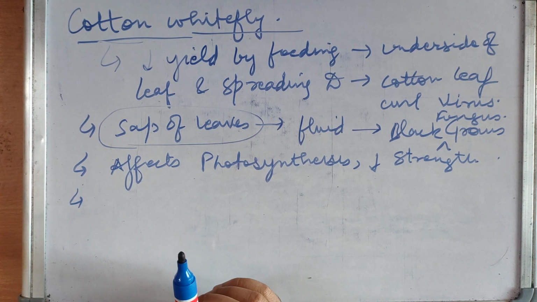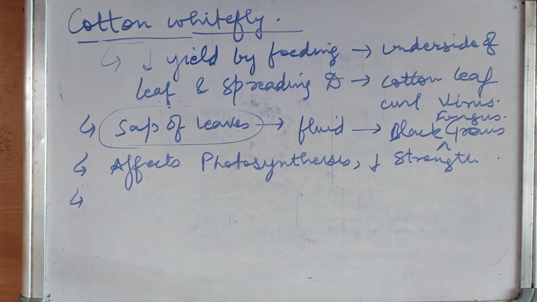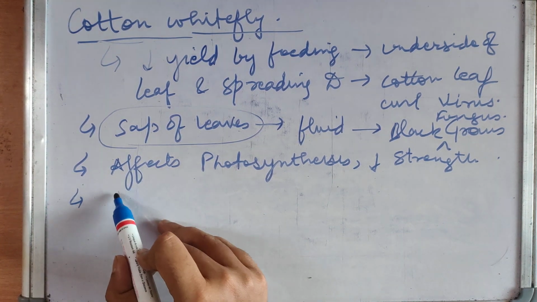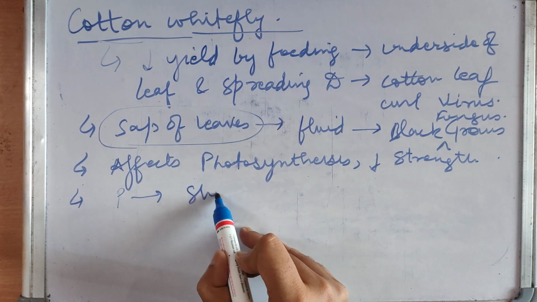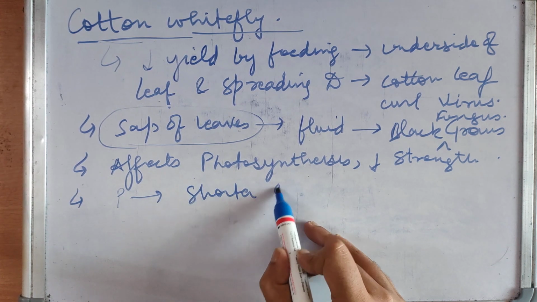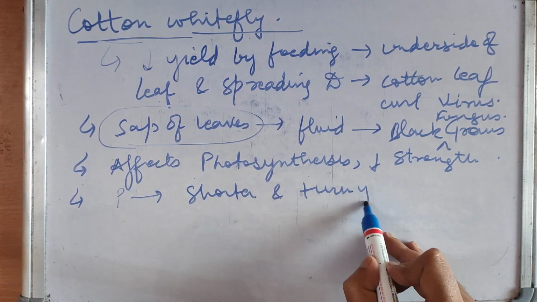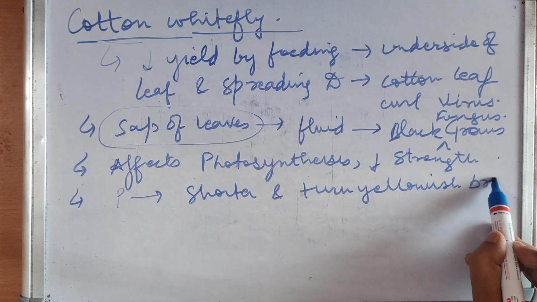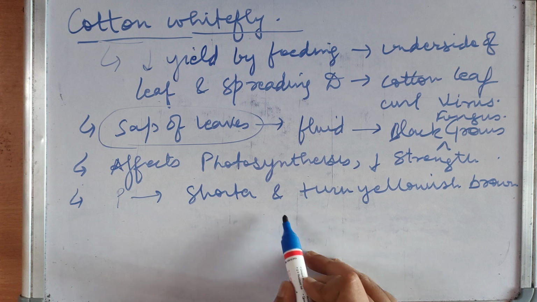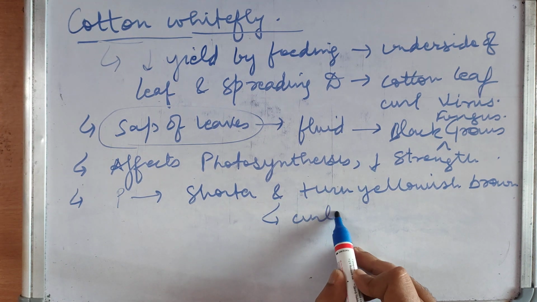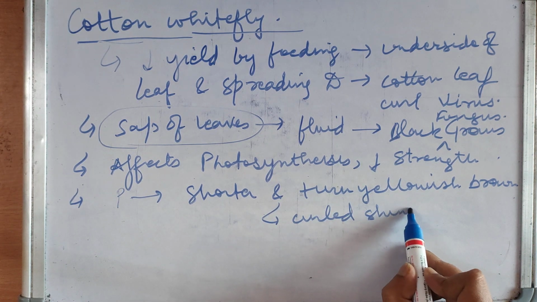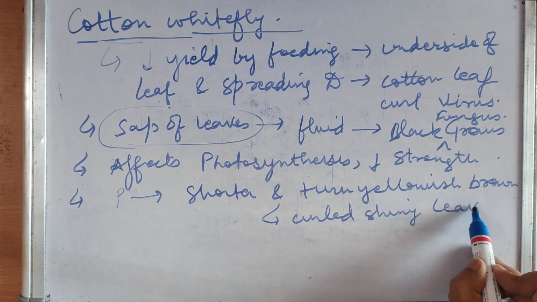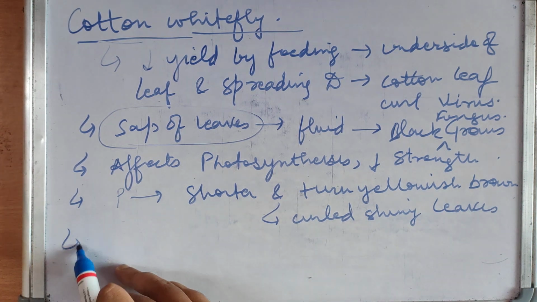Infested plants become shorter and turn yellowish brown, with curled shiny leaves. So these are some of the common symptoms.